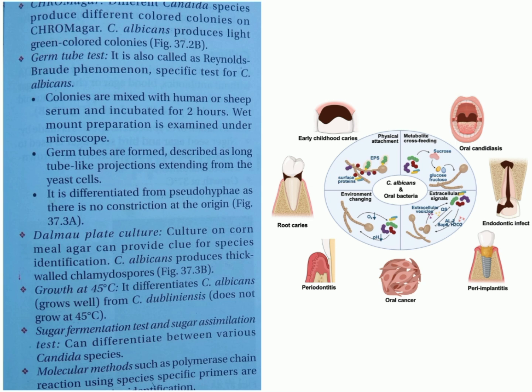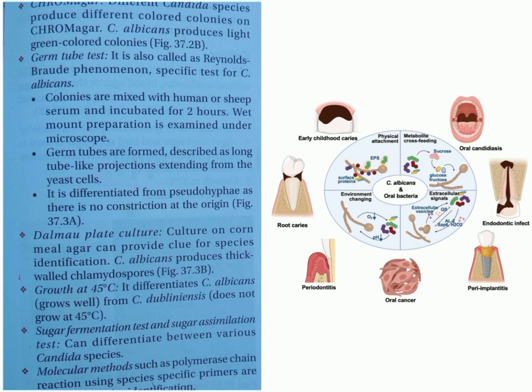Colonies are mixed with human or sheep serum and incubated for 2 hours. A wet mount preparation is examined under the microscope. Germ tubes are formed, described as a long tube-like projection extending from the yeast cells. It is differentiated from pseudohyphae as there is no constriction at the origin. Dalmau plate culture: culture on corn meal agar can provide a clue for species identification.